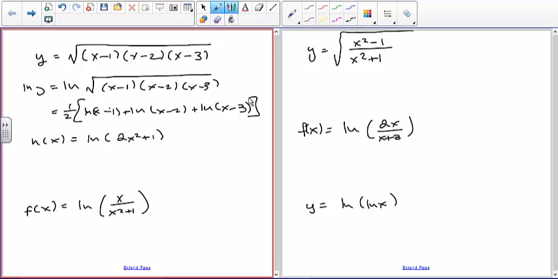And then you could take the derivative of both sides, and the derivative of the natural log of x minus 1 is just 1 over x minus 1, and the derivative of the natural log of x minus 2 is 1 over x minus 2, and so forth. So it's pretty easy. Okay.